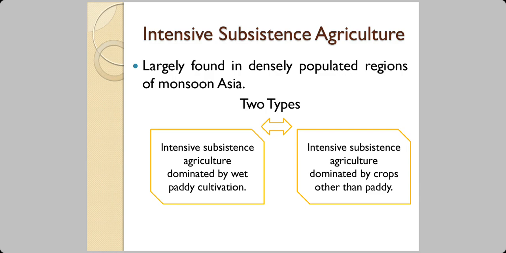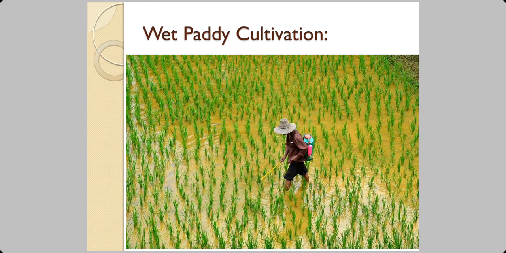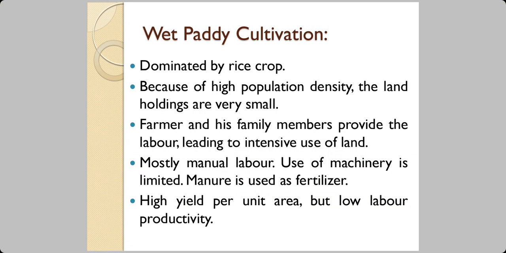And this is practiced in densely populated regions of Asia where monsoon is the source of water precipitation. This wet paddy cultivation requires a lot of water. The dominant crop is rice, and because of high population density, the land holdings are very small, and the farmer and his family members provide the labor, and this leads to intensive use of land. And this is mostly manual labor.